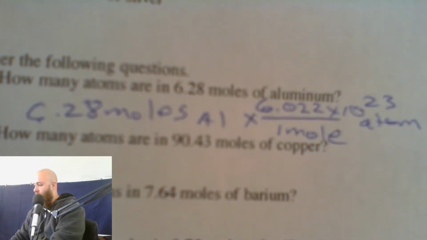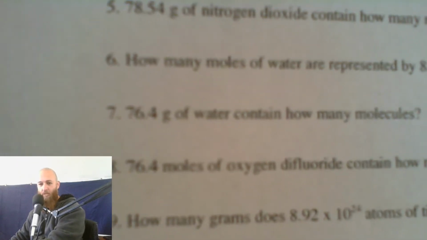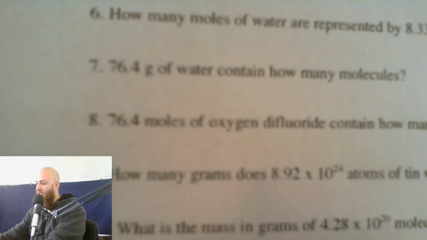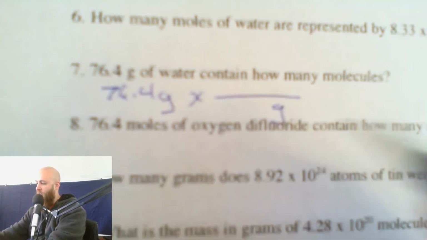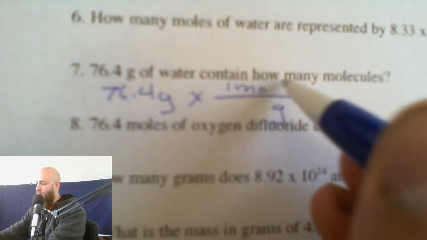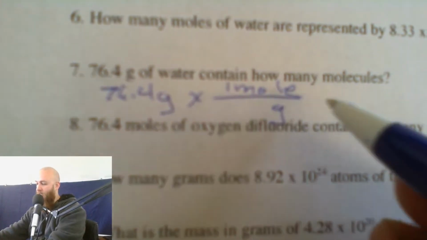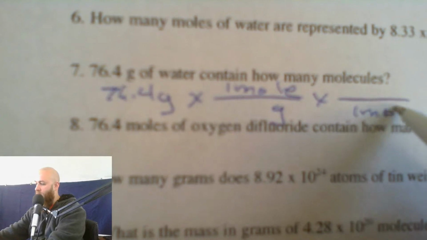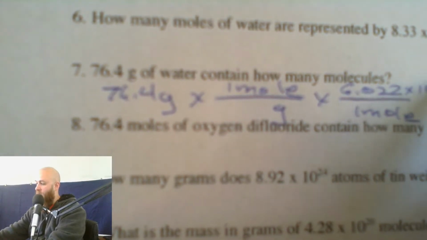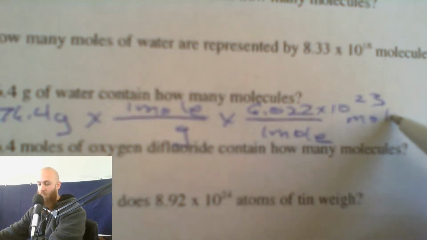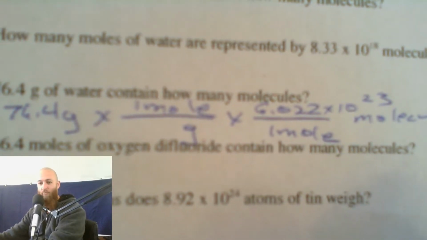All right, let's go down to number 7, just because. Mix it up a little bit. 76.4 grams of water contain how many molecules? All right, so 76.4 grams of water. Let's get rid of grams. Go to moles. Now, we're not quite there. Get rid of moles. And we can go to molecules here using Avogadro's number. I know it's molecules because that is the rep particle of water.